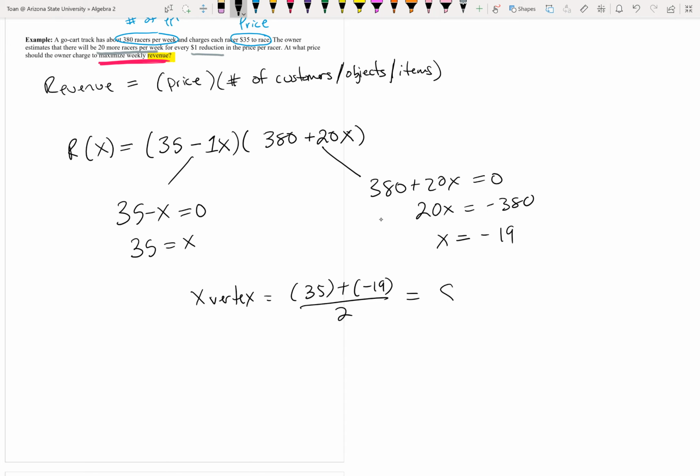That's going to give us 8. Now you have to be very careful about what the question is actually asking you to solve for. Sometimes they're asking you to solve for the x value, and then you could stop here. Sometimes they're asking for the y value. You just need to read the question. Notice it says, at what price should the owner charge?